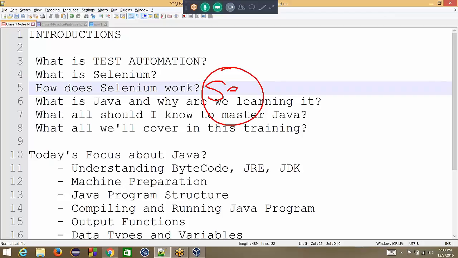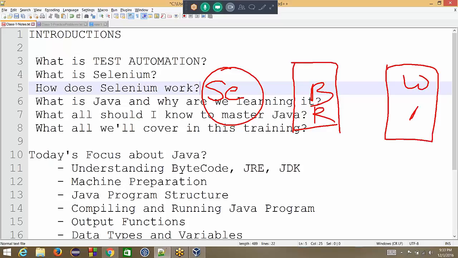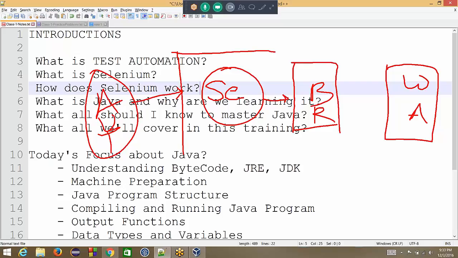So we said Selenium talks to browser, browser talks to web application, and we write automation code here. So this is our automation code. Now sometimes this question gets asked in interviews. Can you briefly explain how does Selenium work? That means throw more light on this box. Anyone? Any clues or any thoughts?